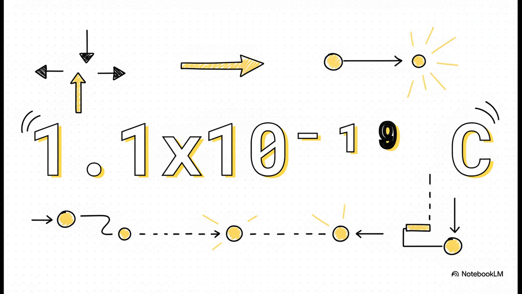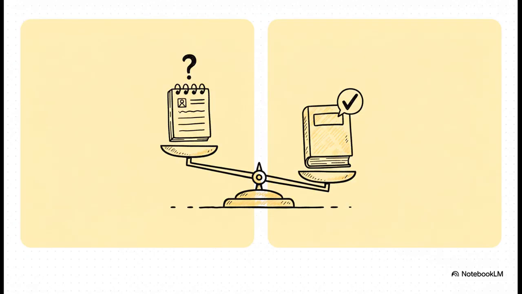1.1 times 10 to the negative 19 coulombs. According to their experiment, this is the charge per carrier. But wait a minute, does that number look a little familiar? Remember that elementary charge we talked about, the fundamental indivisible packet of charge? The true accepted value is 1.6 times 10 to the minus 19 coulombs. Our student's value, well, it's not just a little bit off, is it?